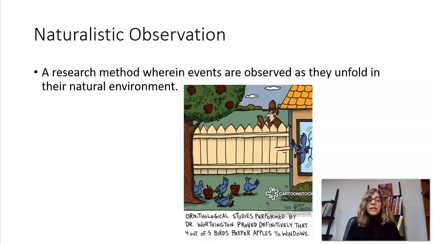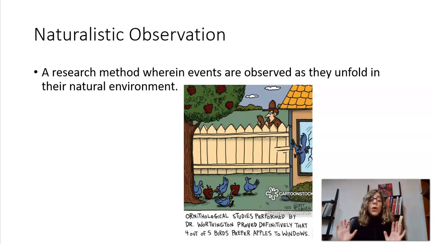Hi, everybody. This is our third video in this short series on research methods in psychology. And today we're looking at naturalistic observation. Naturalistic observation is not an experiment. In the previous two videos we talked about experimentation. Now we're not talking about experiments specifically anymore. Naturalistic observation is a method where we observe events as they unfold in their natural environment.